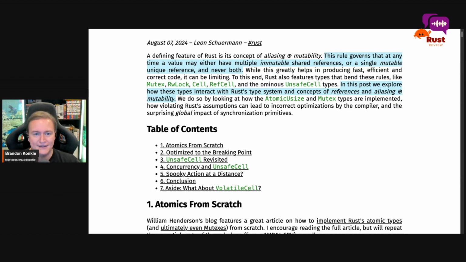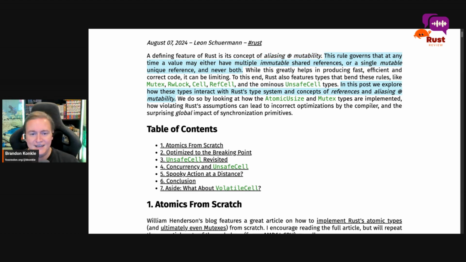So he talks about Rust and its governing rule about shared references. At any time, a value may have either multiple immutable shared references or a single mutable unique reference, and never both. That's part of how it helps protect against unpredictable behavior, and that's what the ownership tracking does. So the concept he's talking about is that aliasing is mutually exclusive to mutability. You can have one or the other, but not both.